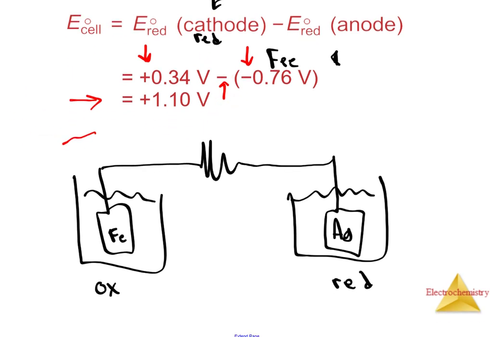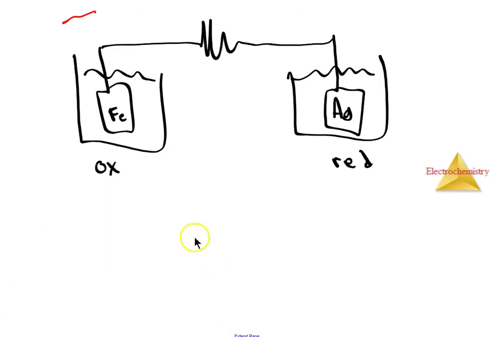So, from the tables, what was the value for Fe? 4.4? And what was silver? 0.80.